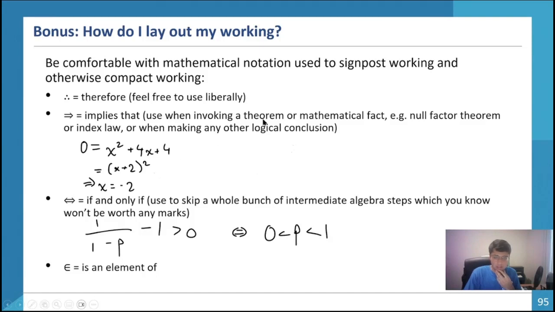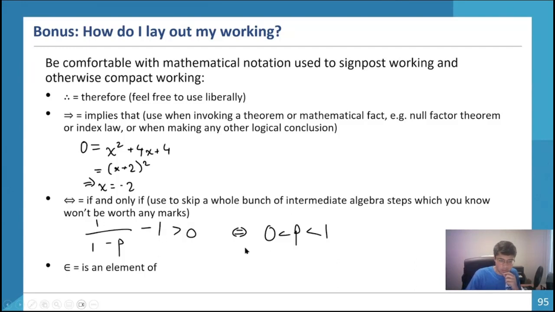It's not just limited to theorems or mathematical facts. You can also use the double-ended arrow, which means if and only if. And I would principally use this to just skip a whole bunch of intermediate algebra steps, which I was aware wouldn't be worth any marks.